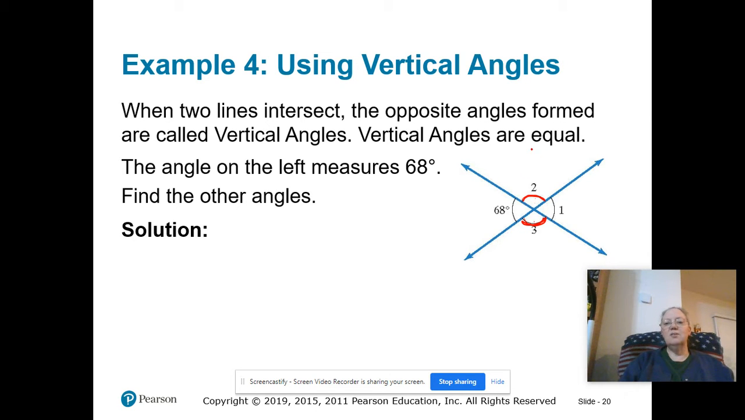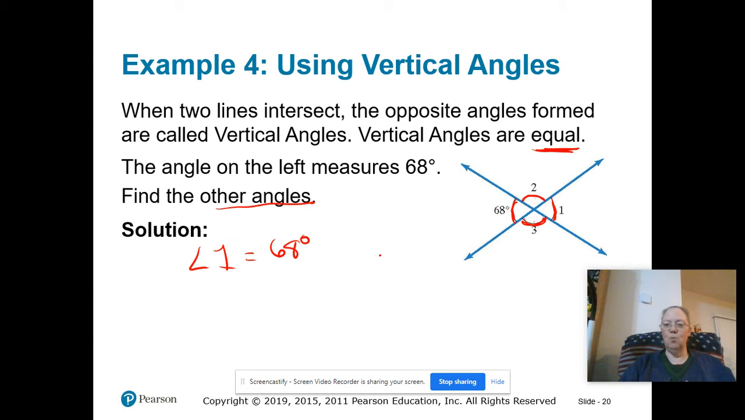And vertical angles are equal to each other. They have the same measure. So if we look right here, this angle has 68 degrees. That means that angle 1 has to also equal 68 degrees because they're vertical angles.